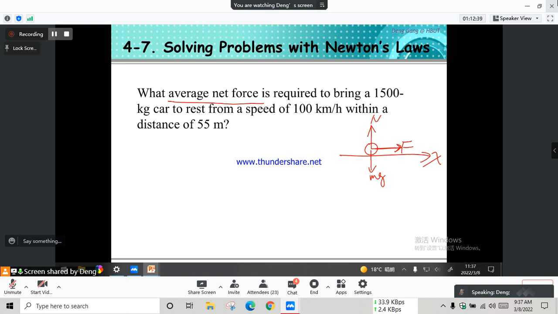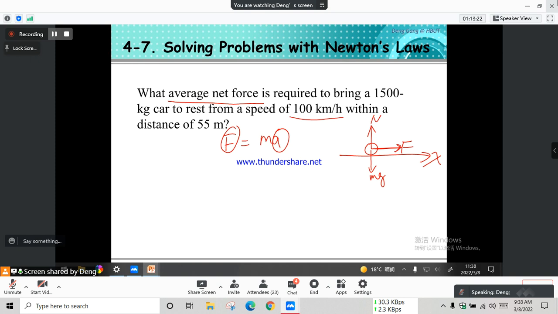There's only one force in the x direction. The net force in the y direction is 0, so we need only to consider the x direction. In the x direction, F is equal to ma, the average force. If we know the mass, and we want to find out F, we need to find out a. In order to calculate a, we know the car starts from rest to a speed of 100 within a distance of 55 meters.